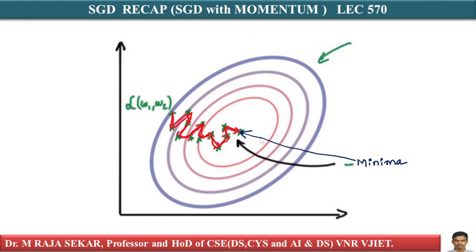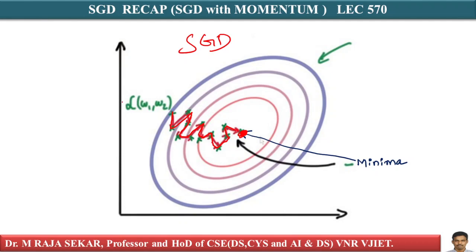These are the contours. This is the minima. This is how you will converge to the solution. You are converging to the minima, isn't it? Converging to the minima in the case of SGD. The previous slide is related to GD, that is gradient descent. This slide is related to stochastic gradient descent.